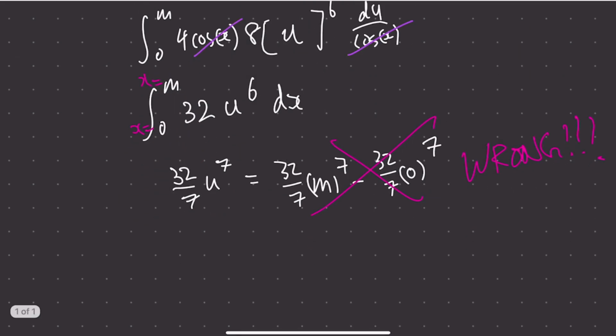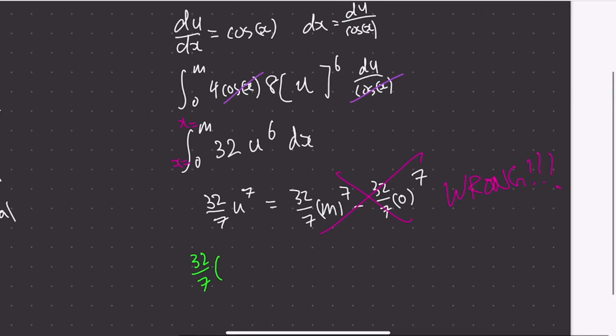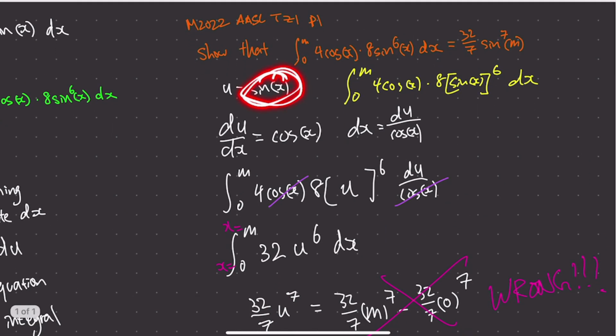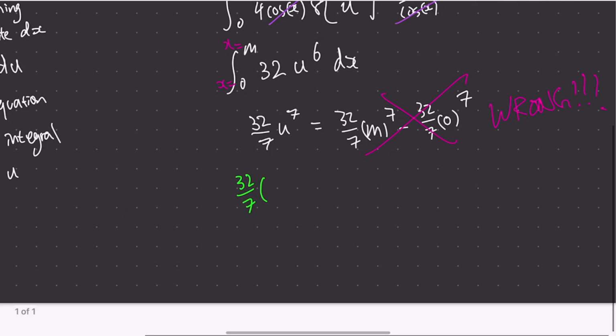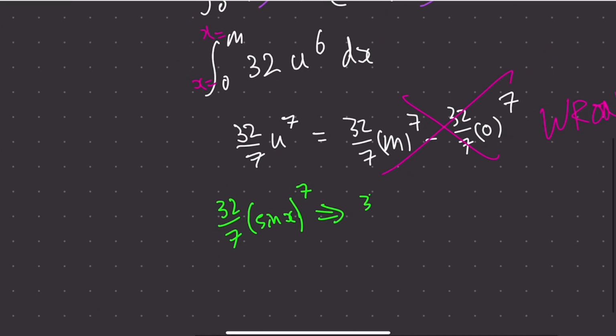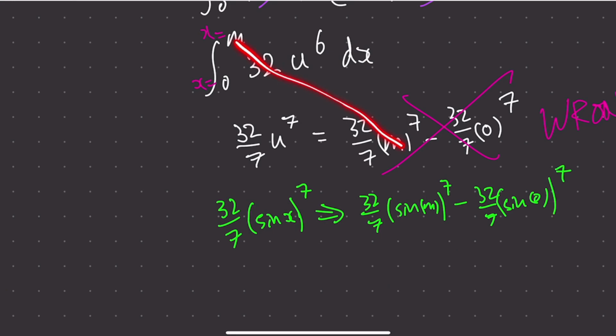What we need to do is, so this is the correct case, we need to do 32 over 7, replace this u back with this here, because this here has x, right? So substitute it with sine x, to the power of 7, okay? Then we can get 32 over 7 sine m to the power of 7 minus 32 over 7 sine 0 to the power of 7, okay? So then it is legal for us to substitute this here and substitute this here, okay?